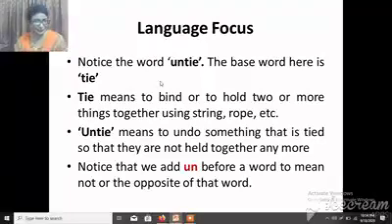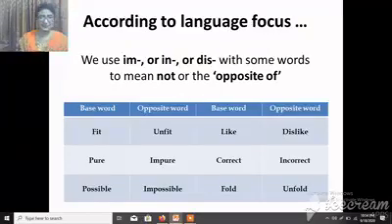Clear? Confusing? Okay, let's have a look at the second slide. According to the language focus, we use un, im or in with some words to mean not or the opposite of the base word. There are some base words here and the opposite words too.